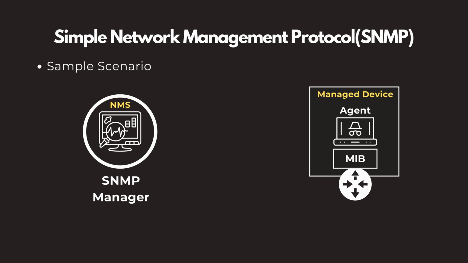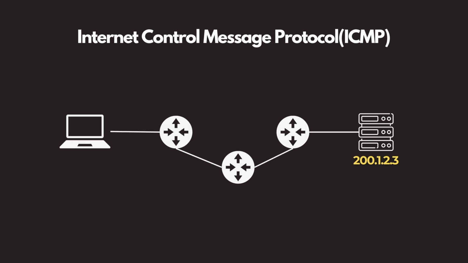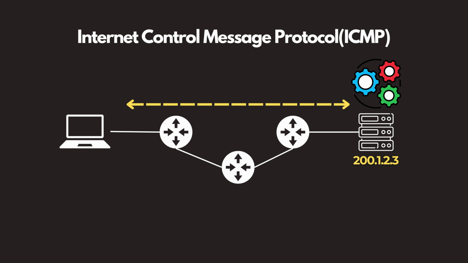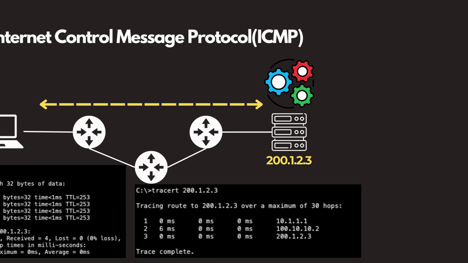In a real-world scenario, SNMP Manager sends a request to the agent asking for info like CPU usage. Then the SNMP agent responds based on the available info in the MIB. Another protocol is Internet Control Message Protocol, or ICMP. It is a protocol used by devices to send operational information. It is used to diagnose network issues and used by tools like ping and traceroute to check if a device is reachable and to measure latency.